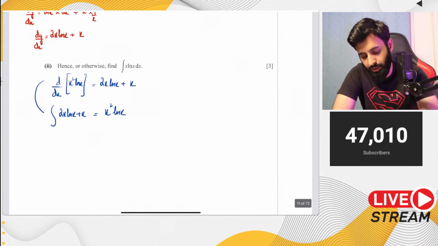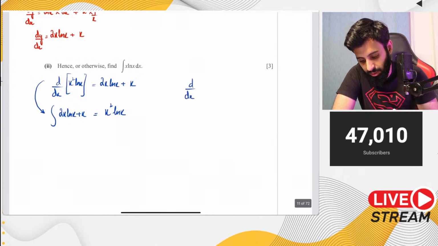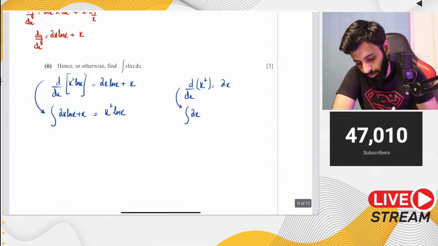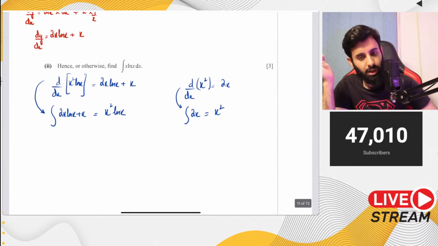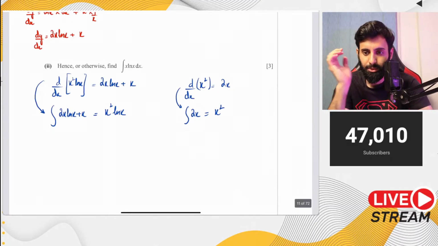That if you differentiate, for example over here, if you differentiate x square, what do you get? You get 2x, which means consequently that if you integrate 2x, you get what? You get x square. And don't worry about the plus c part. Obviously you get a plus c, but this is what's more important.